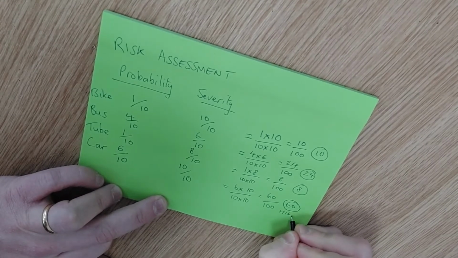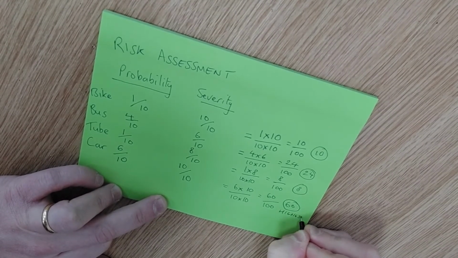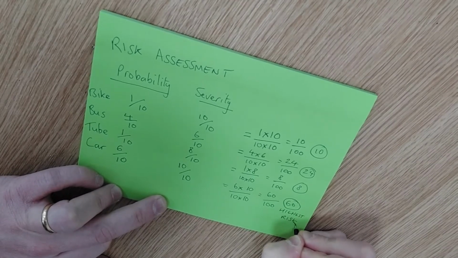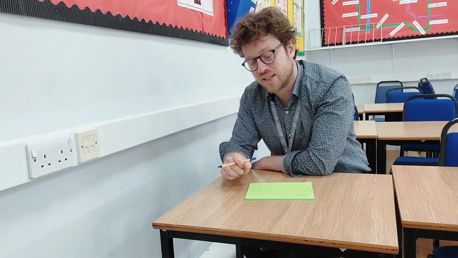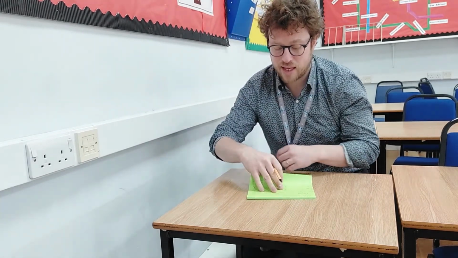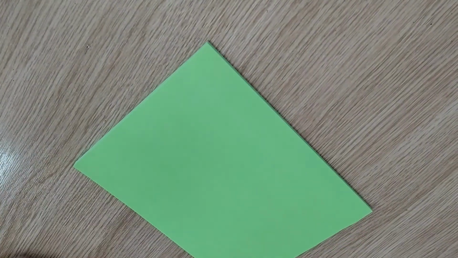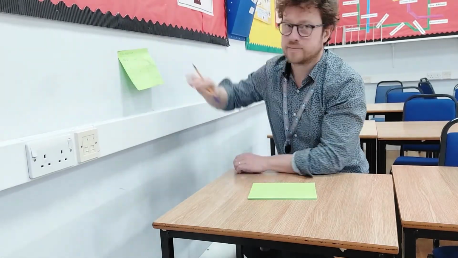Anything that's over a rating of 50 is high risk. Anything between 25 and 50 is medium risk. Anything below 25 is low risk. Looking at this, it's suggesting to me that the tube or the bike are the ones to go for because they have the least chance of hampering my chances of getting a new job. And that is a quick maths tip.